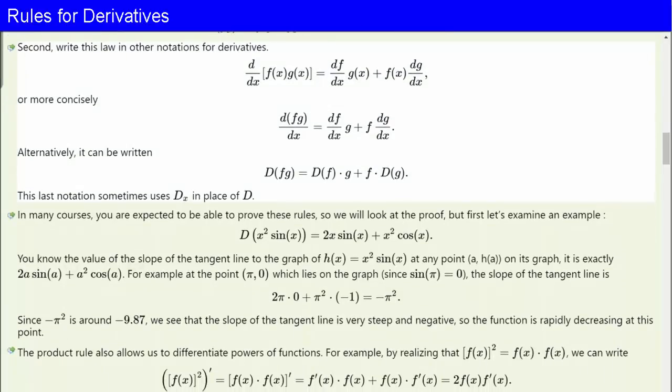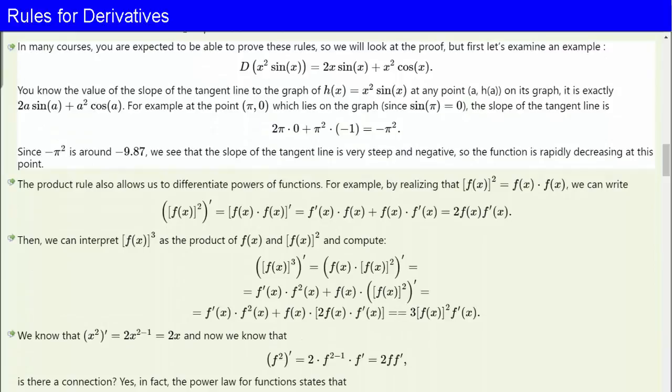Secondly, let's write this law in other notations for derivatives just to expose you to them. The d by dx notation looks like this, or more concisely, alternatively, it can be written in the capital D notation. And that notation sometimes uses capital D with a subscript x. In many courses, you are expected to be able to prove these rules, so we will look at the proof. But first, let's examine an example.